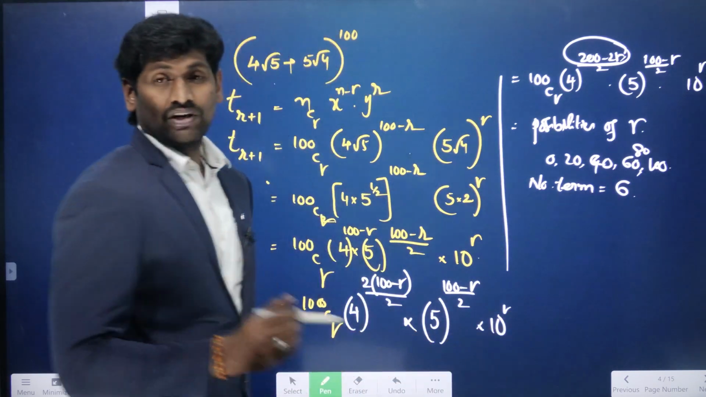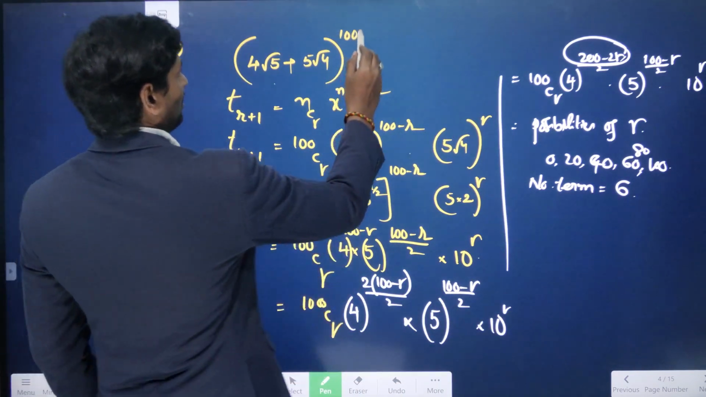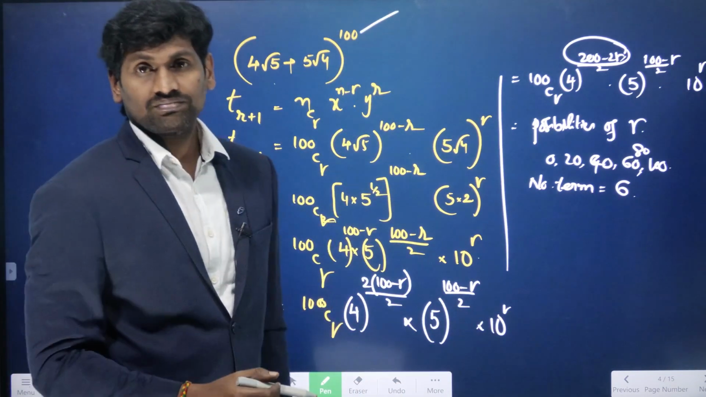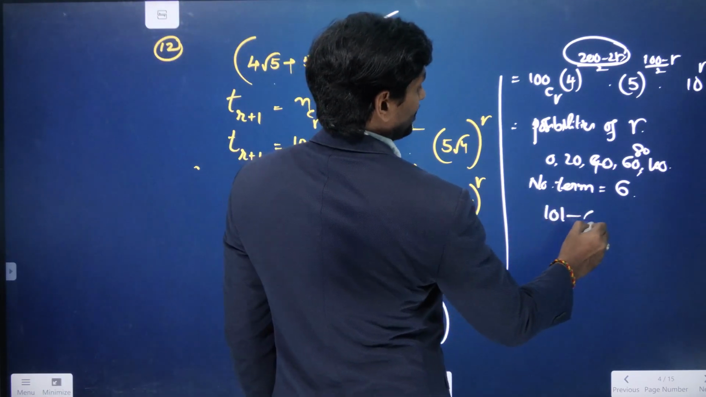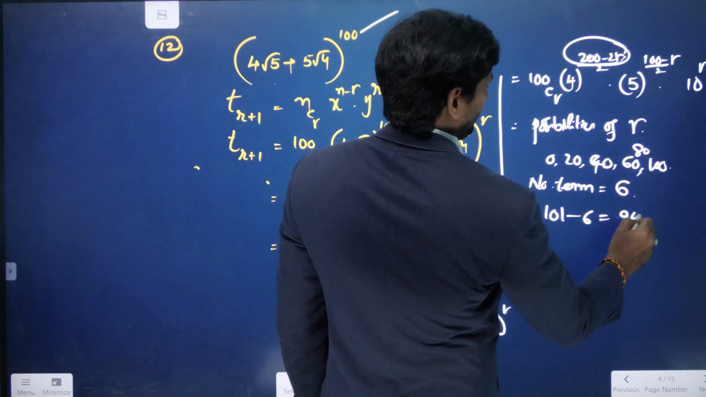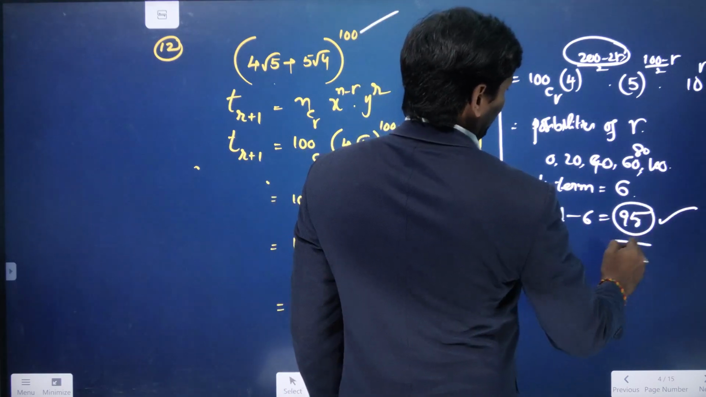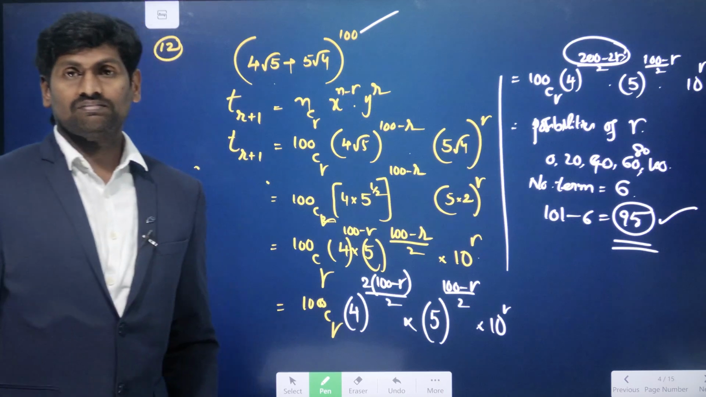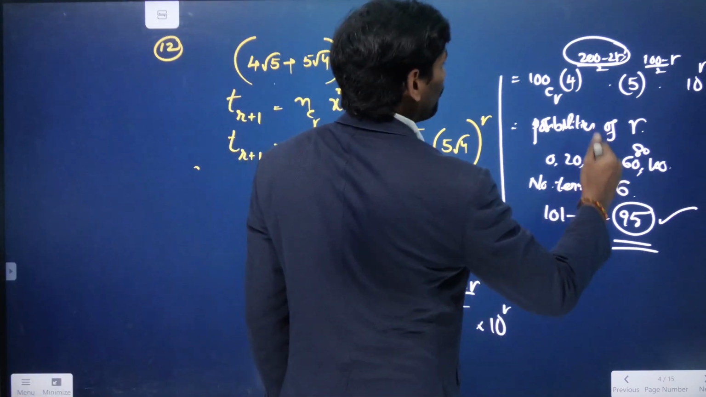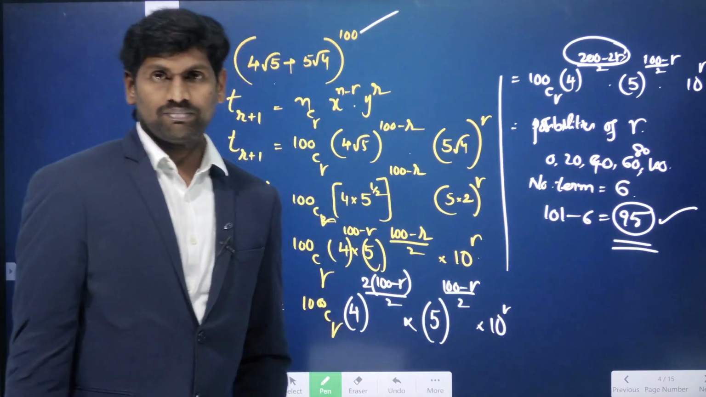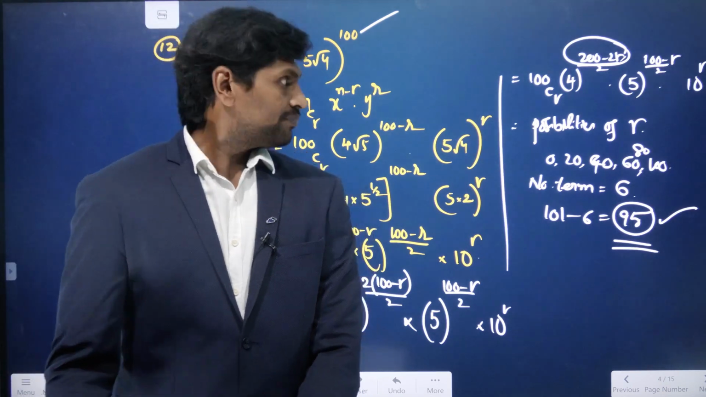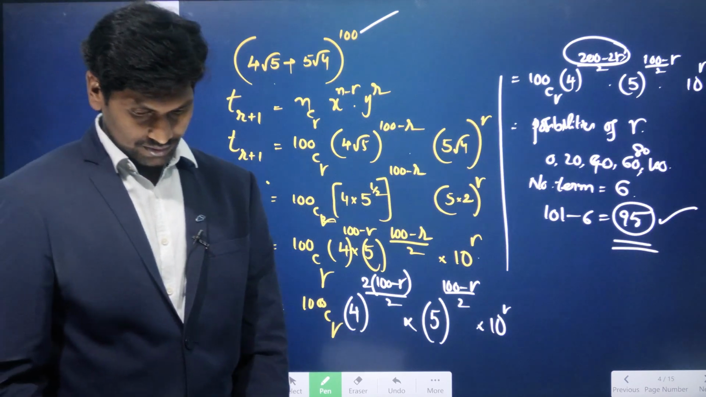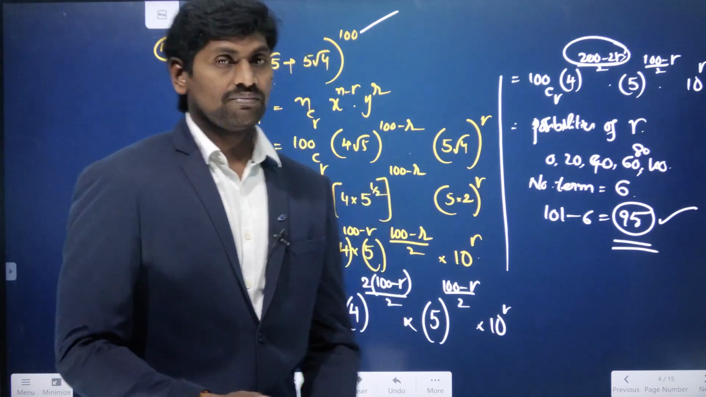is 6. From the total number of terms here, 101 terms will be there. So 101 minus 6 will be 95. So 95 irrational terms are there. Only 6 positive terms, that means rational terms, will be there. Okay, so let us go to the next problem. Problem number 13.